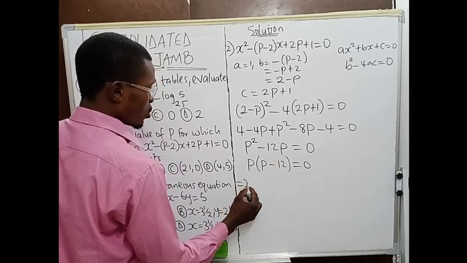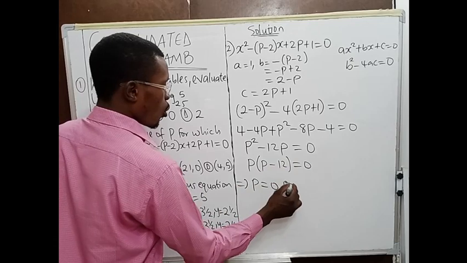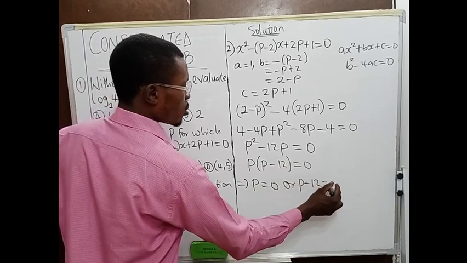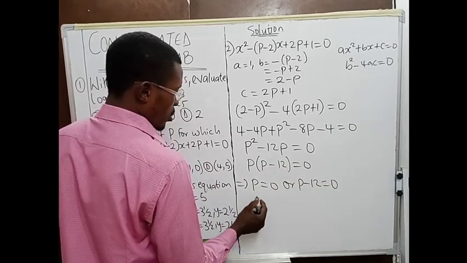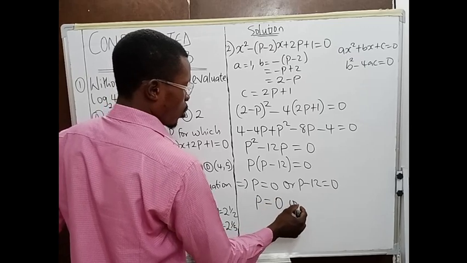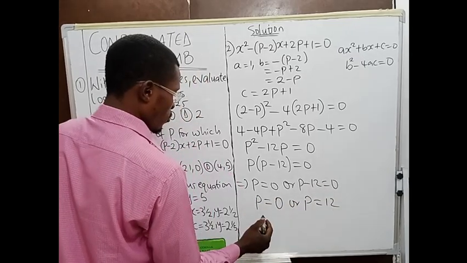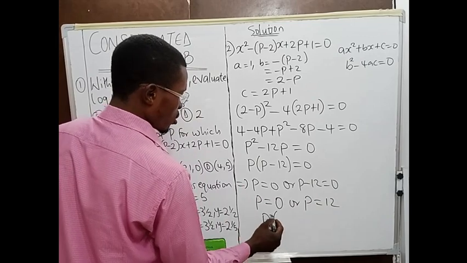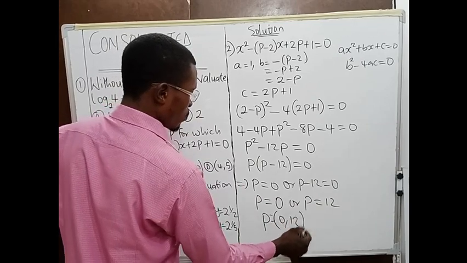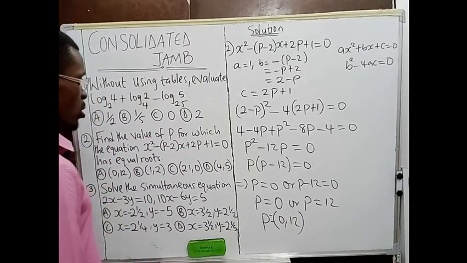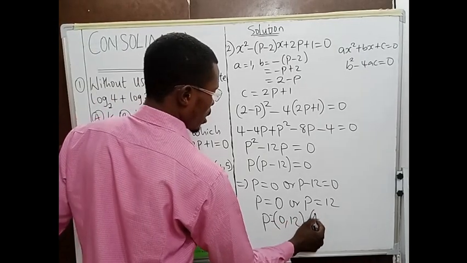This implies p equals 0 or p minus 12 equals 0. This implies p equals 0 or p equals 12. So the values of p are 0 and 12. And that is given by option A.